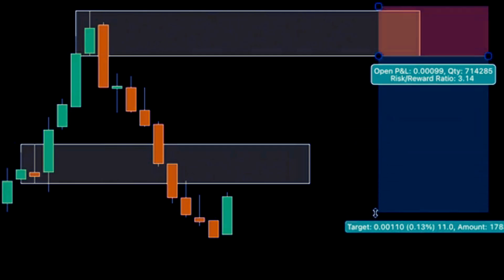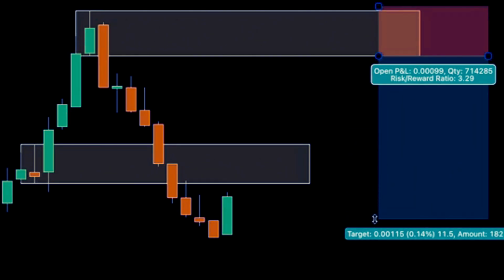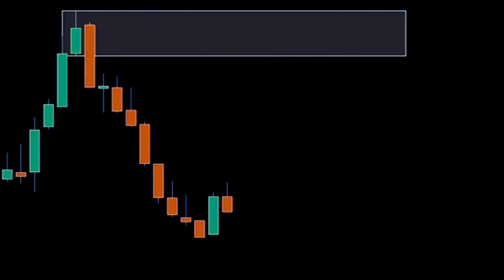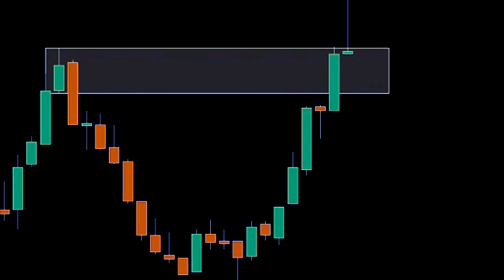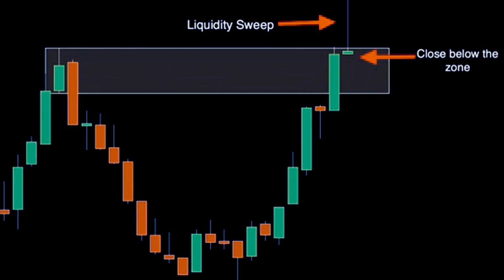Additionally, this setup offers a favorable 3-to-1 risk-to-reward ratio. This aligns perfectly with our goal, providing a limited risk and high reward potential. As the price returns to the supply zone, we monitor closely for a liquidity sweep. Here's what occurs. Smart money briefly pushes the price above the supply zone, sweeping liquidity by triggering retail traders' stop losses. The price then closes back below the zone, forming a bearish pin bar.